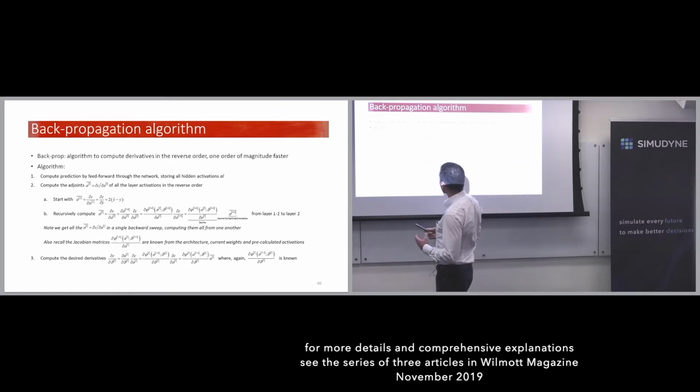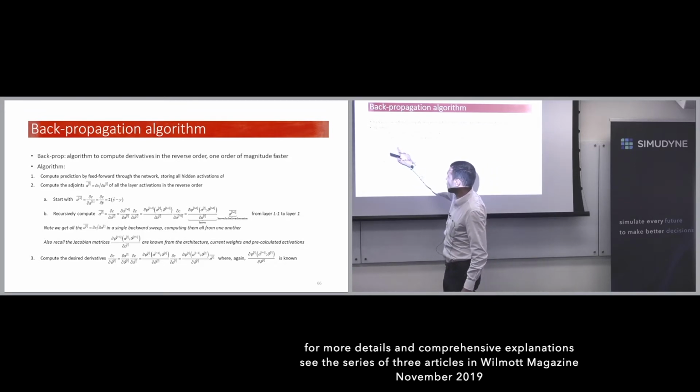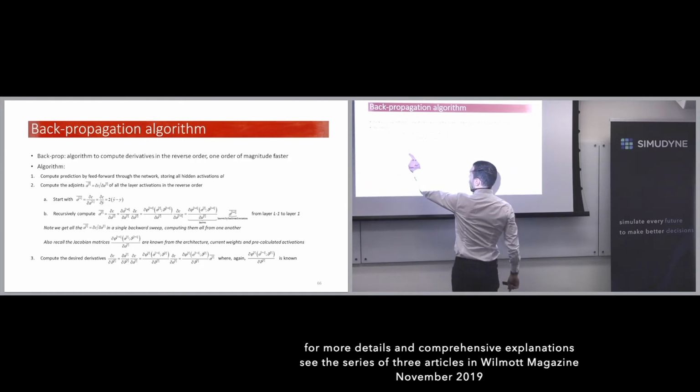Then we calculate all the dC over dAL, which we now call the adjoints of AL, and denote AL bar, of all the layers' activations, but in the reverse order. We start with the very last one, which is my prediction, A capital L bar. That's by definition dC over dAL, which is the same as dC over d y hat, which is 2 times the prediction error. So I know the last one. And then I can recursively compute all the dC over dAL.